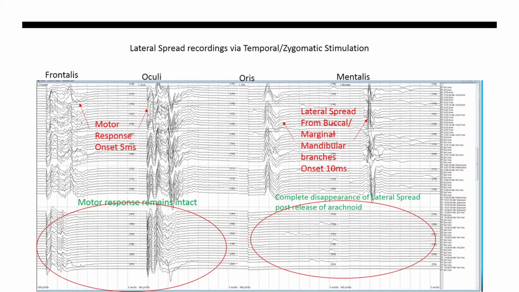Long term, that's debatable, but immediately and for a little while, they'll be completely free of the hemifacial spasm when that abnormal muscle recording goes away and that motor response stays intact.